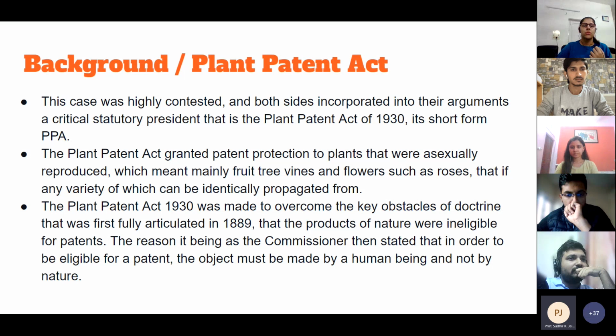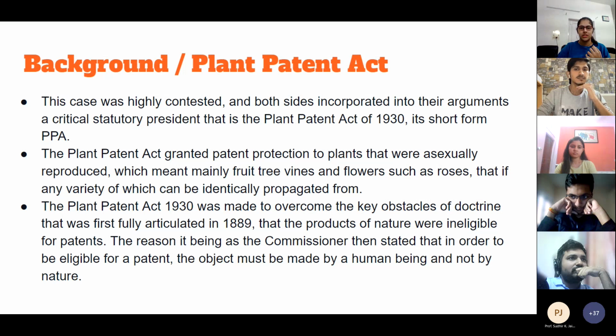The PPA was made to overcome the key obstacle of the doctrine that was first fully articulated in 1889, that the products of nature were ineligible for patents. The reason being, as the commissioner then stated, that to be eligible for a patent, the object must be made by a human being and not by nature.